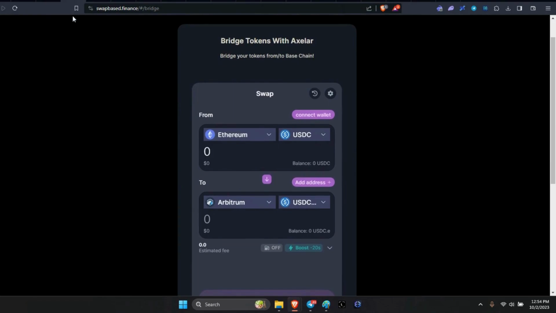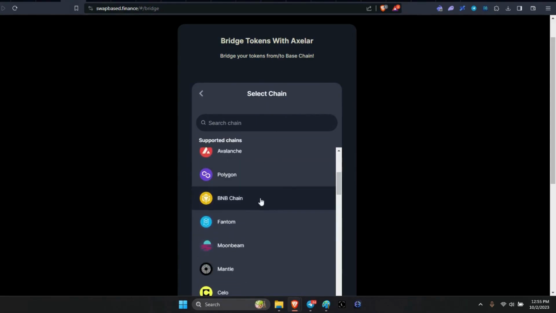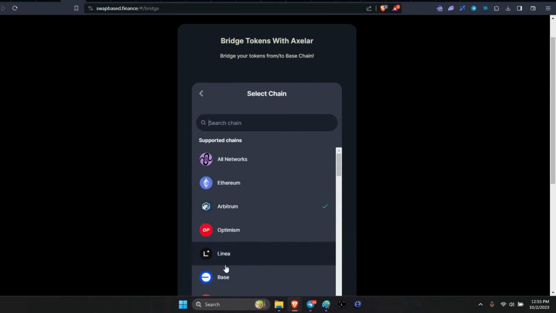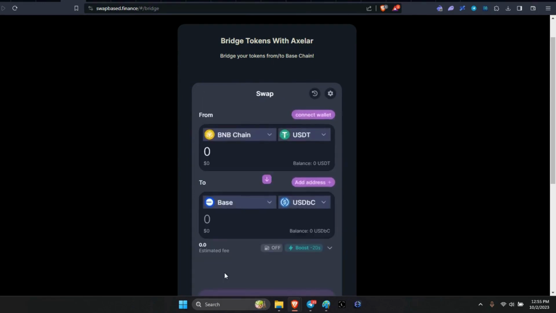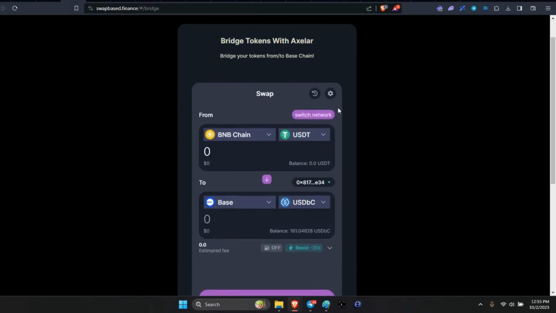It's really, really simple. Just come in, you say, okay, I want to go from BSC to base. Yes, folks, it's really that easy. Well, let me connect my wallet. Okay, now I need to switch networks. It tells you everything you need to do. So switch to BNB chain because that's where they're going to pull it from.